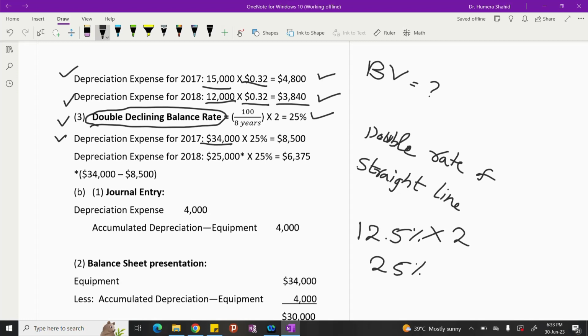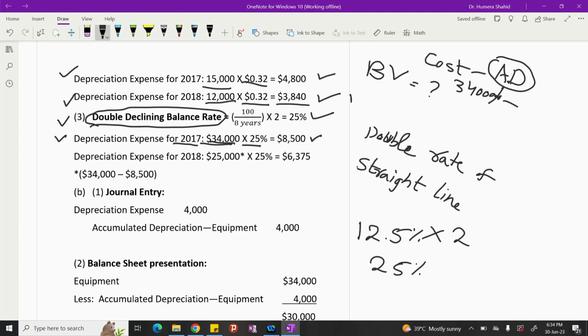So in the first year, which is 2017, the opening book value, what is the formula for book value? We just took it cost minus accumulated depreciation. In the first year, we do not have any accumulated depreciation, but we have a cost of 34,000. So book value was 34,000. So I wrote it here, 34,000 multiplied by rate, which is 25%. So depreciation expense for the first year is 8,500.